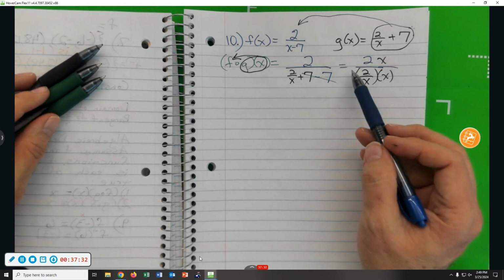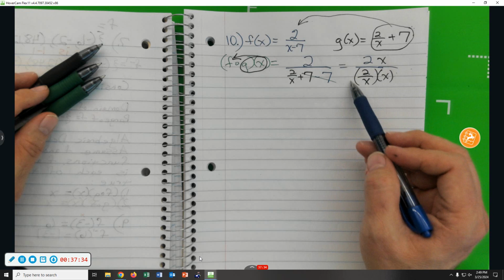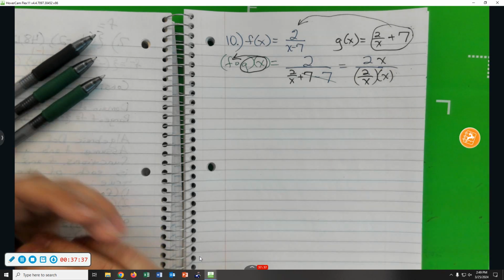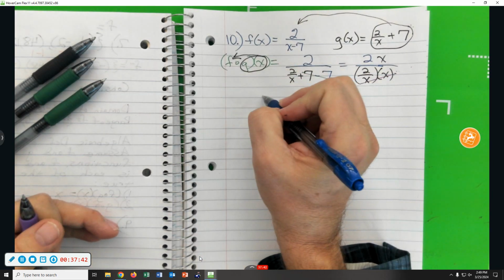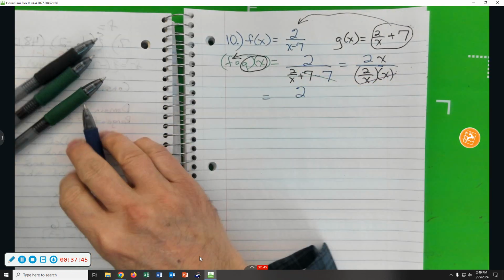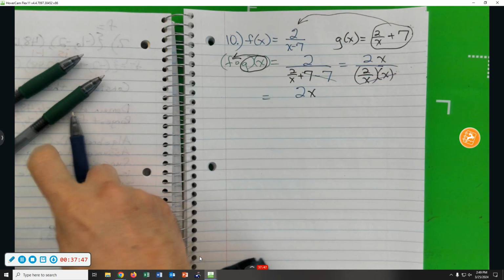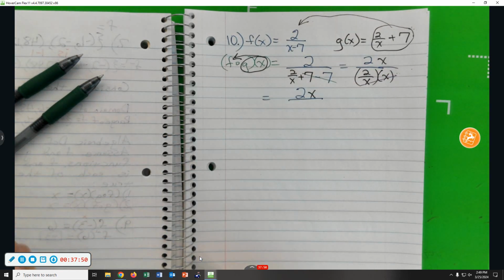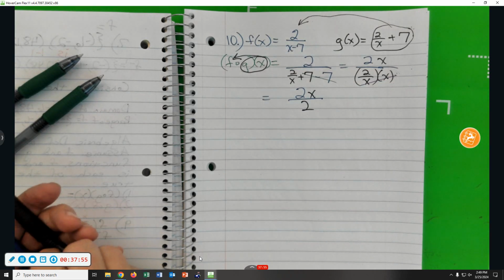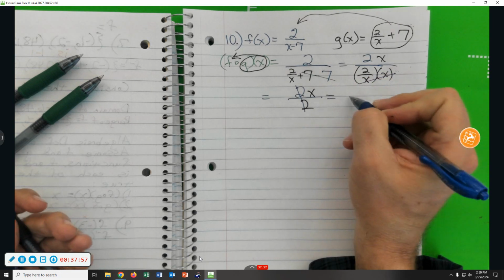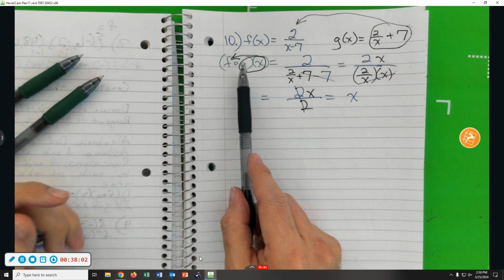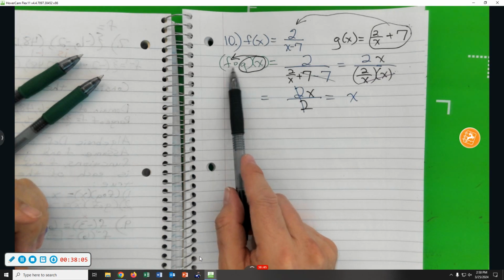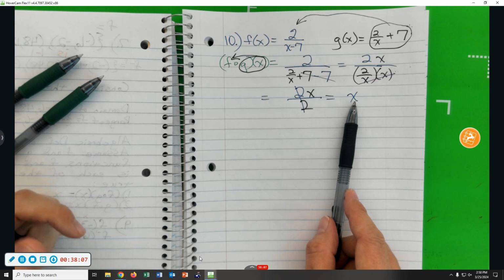Now look down here at the major denominator. I think right here something's about to cancel out. What is it? The X's are going to cancel out. So you have 2X all over 2. What's about to cancel out there? The 2's cancel, leaving us just X. Hey, that's good news. The composition F composed with G reduced just to X.